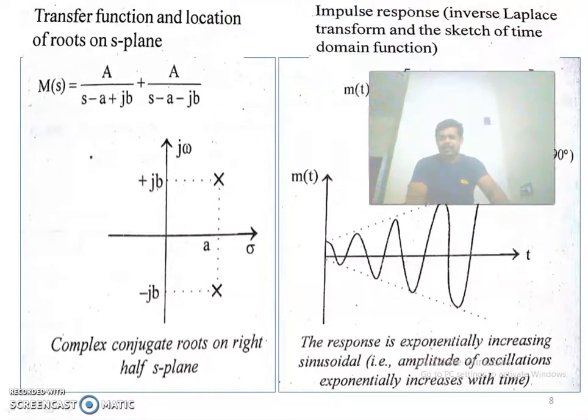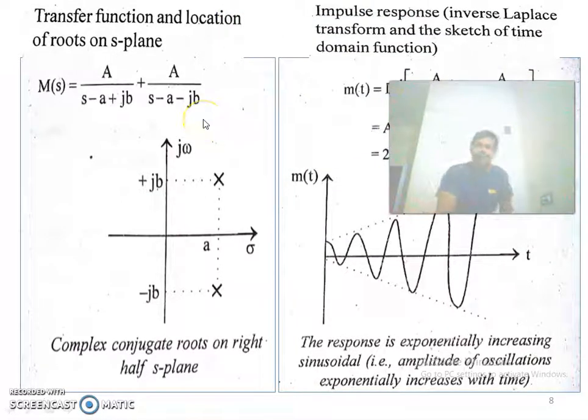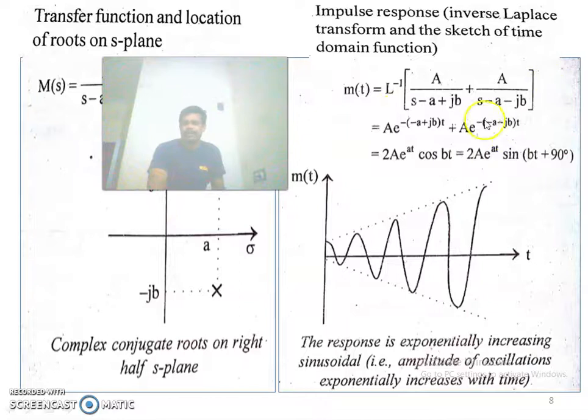Now we are having complex conjugate poles lying on the right half of the S plane. When you take the inverse Laplace transform, you get 2A e to the power αt sin(βt + 90). Here also the response is exponentially increasing. It is having oscillations and the response is exponentially increasing.